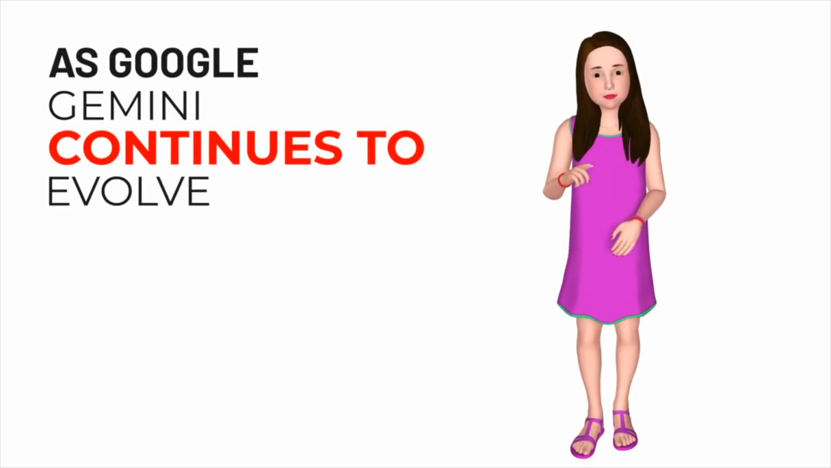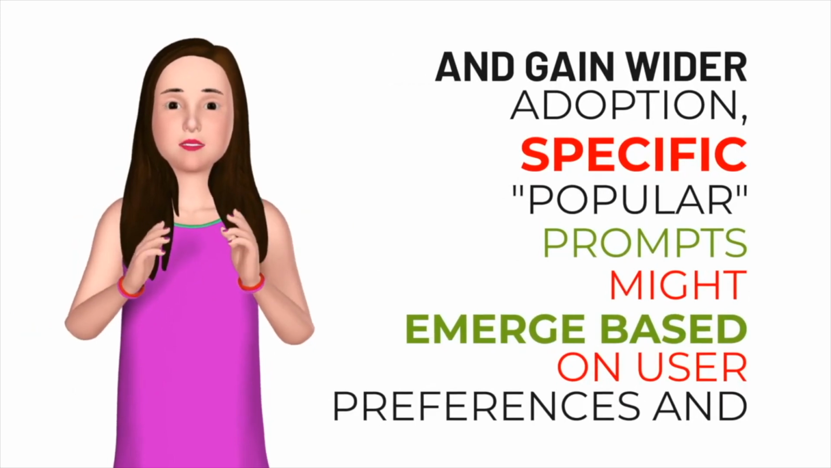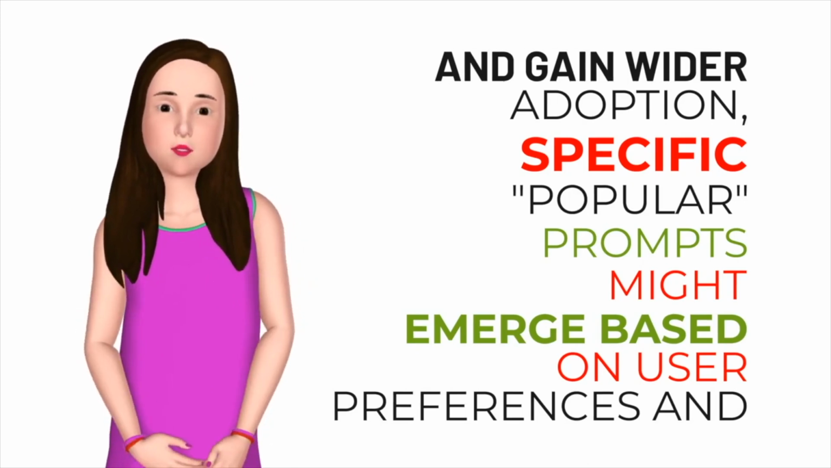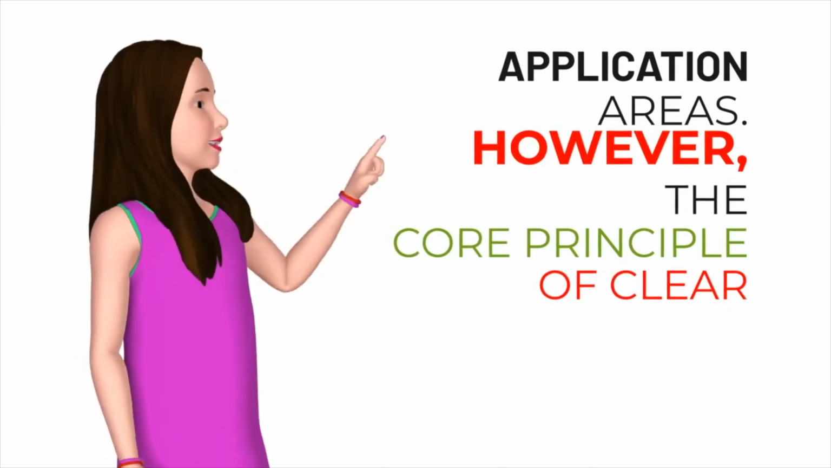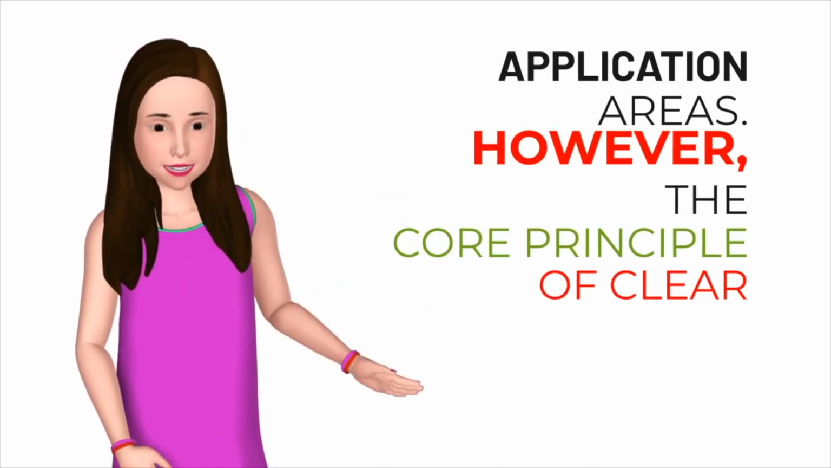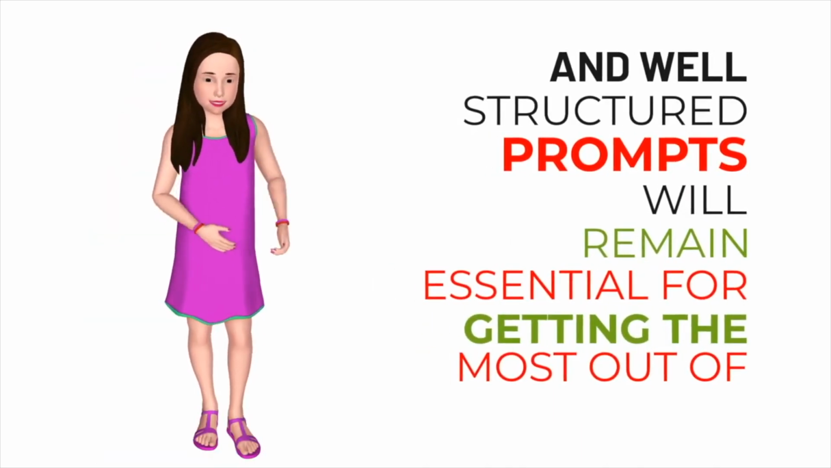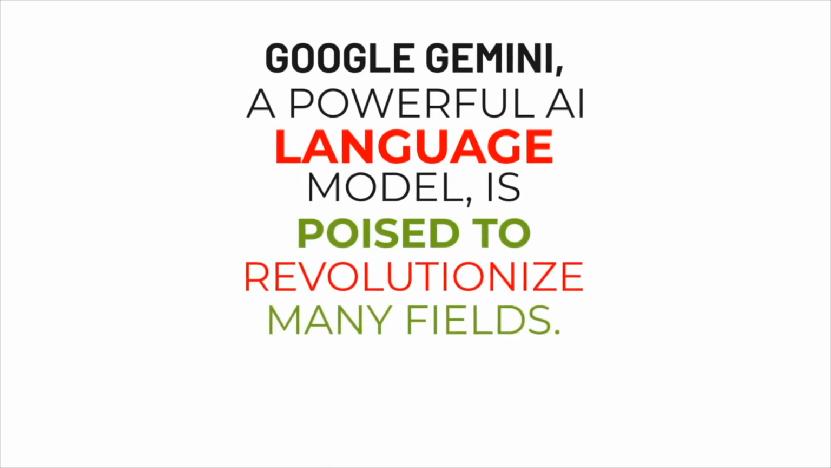As Google Gemini continues to evolve and gain wider adoption, specific, popular prompts might emerge based on user preferences and application areas. However, the core principle of clear and well-structured prompts will remain essential for getting the most out of this powerful language model. Google Gemini, a powerful AI language model, is poised to revolutionize many fields.